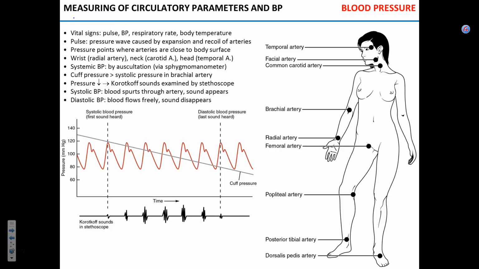A few words about some clinical considerations. You all know vital signs, right? So we measure two cardiac vital signs: the pulse and blood pressure. And the pulse, that's basically the difference between systolic and diastolic pressure. So we measure pulse where large arteries run against something solid like a bone.